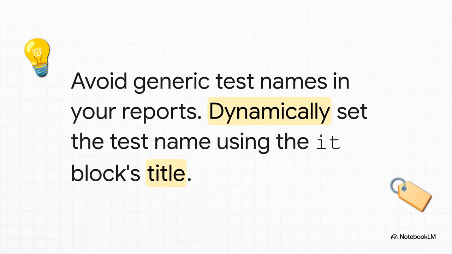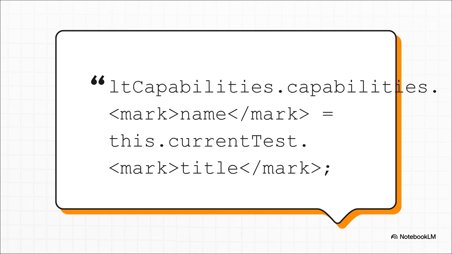Okay, quick pro tip for you. And trust me, this one makes a huge difference. By default, all your tests might show up with the same generic name on your dashboard. We can easily fix that so our reports are way clearer. All you do is add this one line to the beforeEach hook. It just grabs the title from your it block, you know, that description you write for your test, and uses that to name the test run on the dashboard. It's so simple, but incredibly useful for finding what you're looking for later.